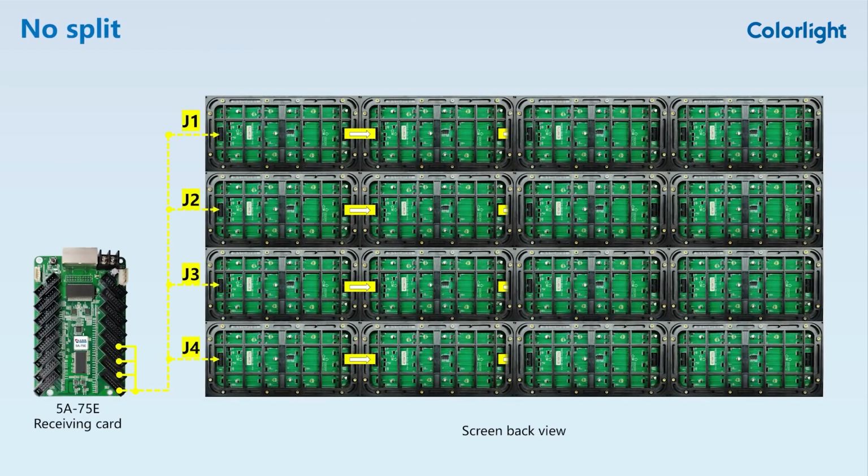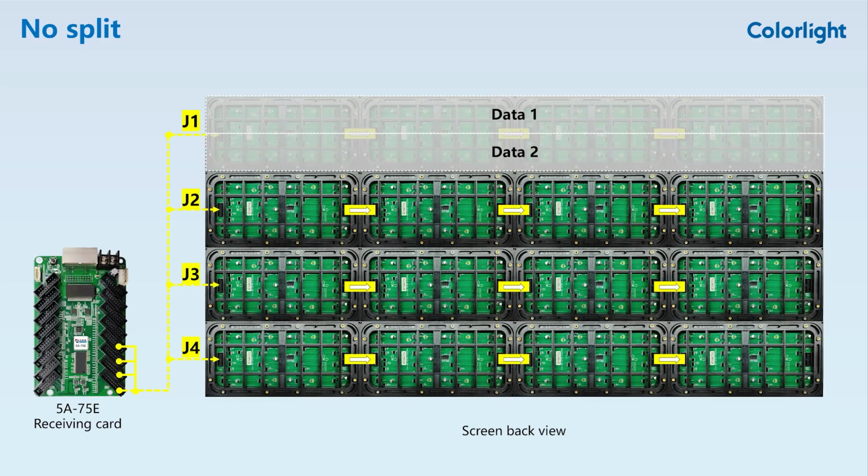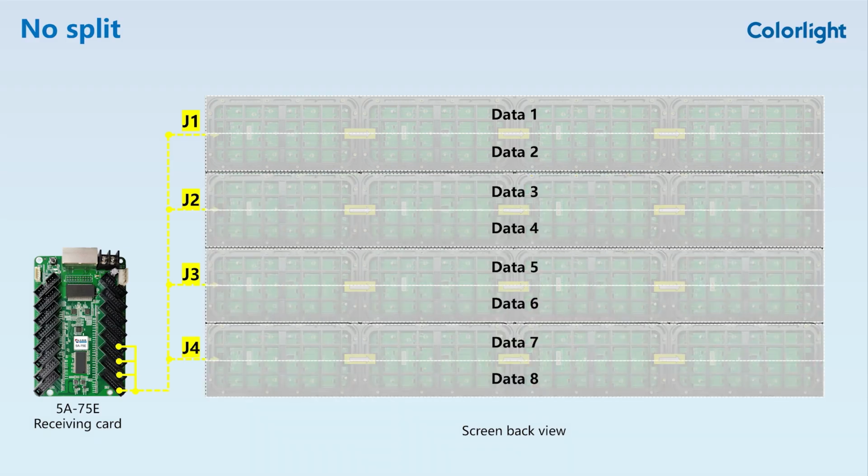This image shows the first way of module installation. In this way, the data for 16 modules is provided by 4 interfaces of the receiving card. Each set of 4 modules is cascaded together and jointly controlled by 2 sets of data groups from one interface. The approach of using only one column of data group to control the pixels in the data cascade direction is referred to as no split.